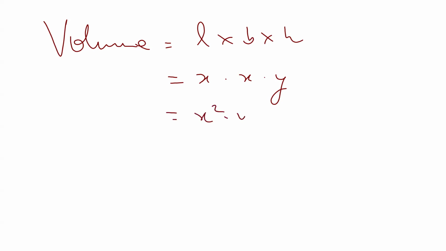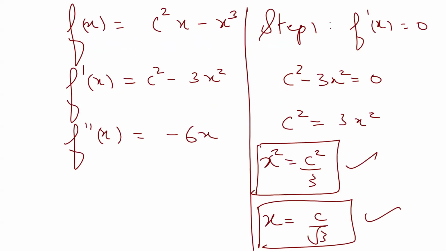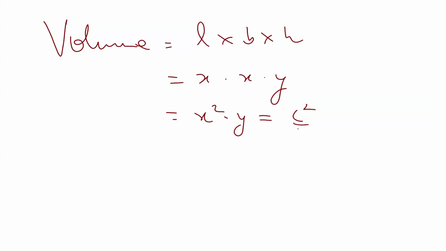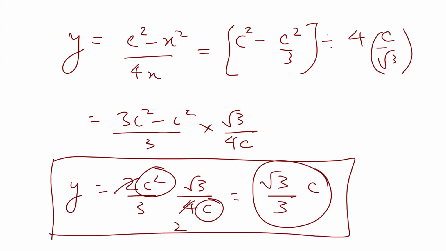So this is the x square y. Now what is the value of x square? The value of x square is c square by 3. And the value of y we have just calculated: root 3 by 3c.